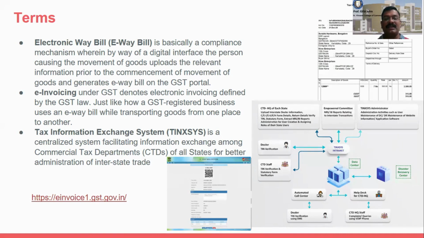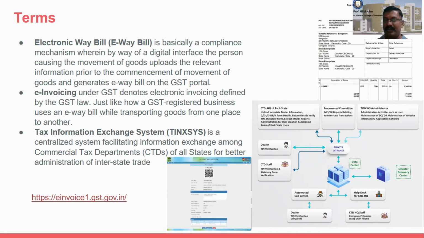Another one is called Tax Information Exchange System. This is a network system connecting all the states and the sender, a centralized system facilitating information exchange among the central commercial tax departments of all the states for better administration of interstate trade. It is a type of e-governance to find out where the goods are coming from, where they are moving, and the tax can be collected in the easiest way.